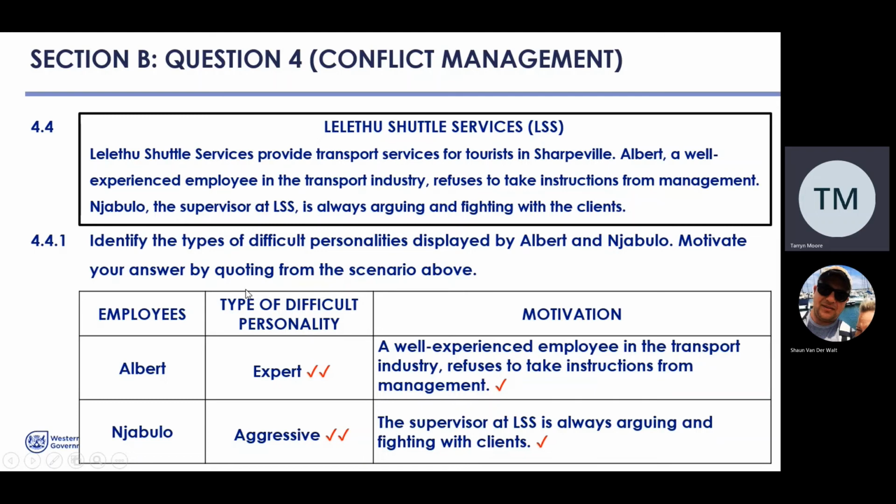Note we have not added his name in, the employee's name, because here we have indicated who the employees are. Be very careful when you write down your employee and your difficult personality. If you are not going to use the table as a guide, then you need to be careful as to how you structure your answer. The link, the employee and the difficult personality must link up with the motivation.